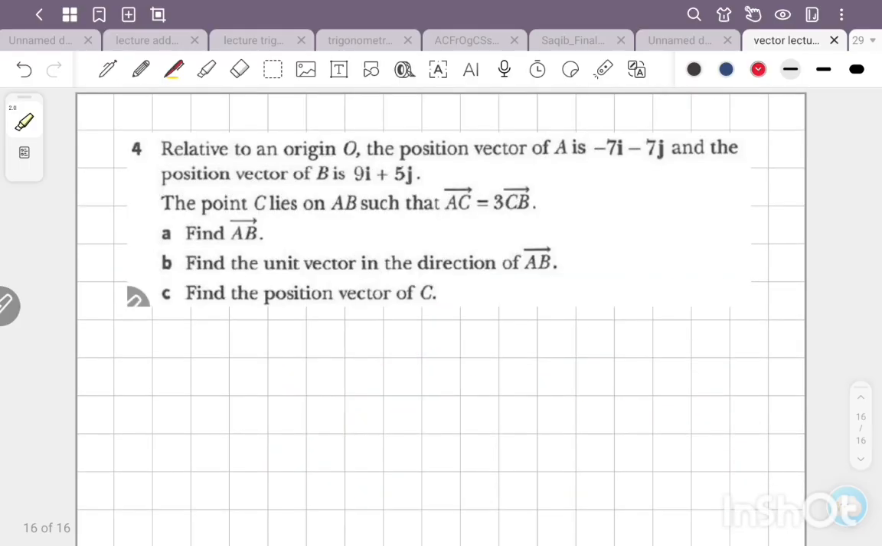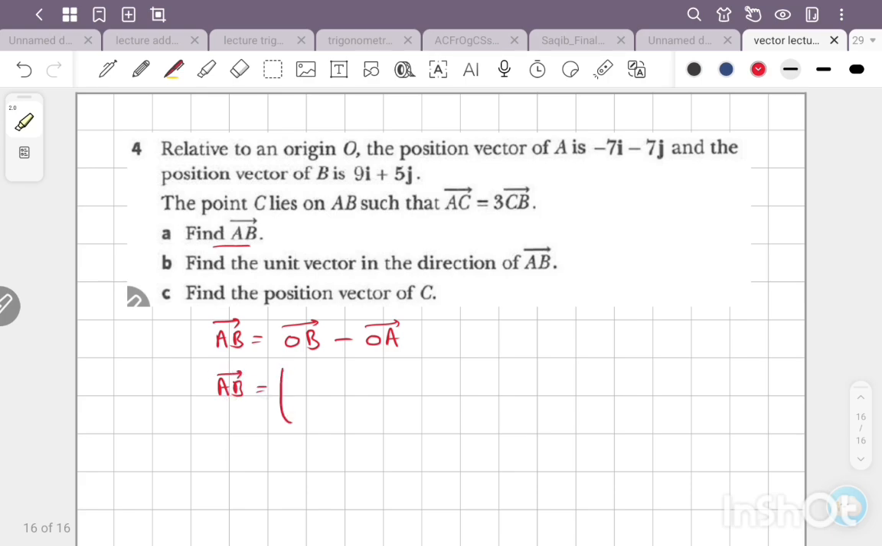Okay. Now we have question number 4. Relative to the origin O, the position vector of A is minus 7i minus 7j, and the position vector of B is 9i plus 5j. The point C lies on AB such that AC equals 3CB. Find AB. So very simple. First we have to find AB. We can write it in this form by using the definition of position vector: OB minus OA.